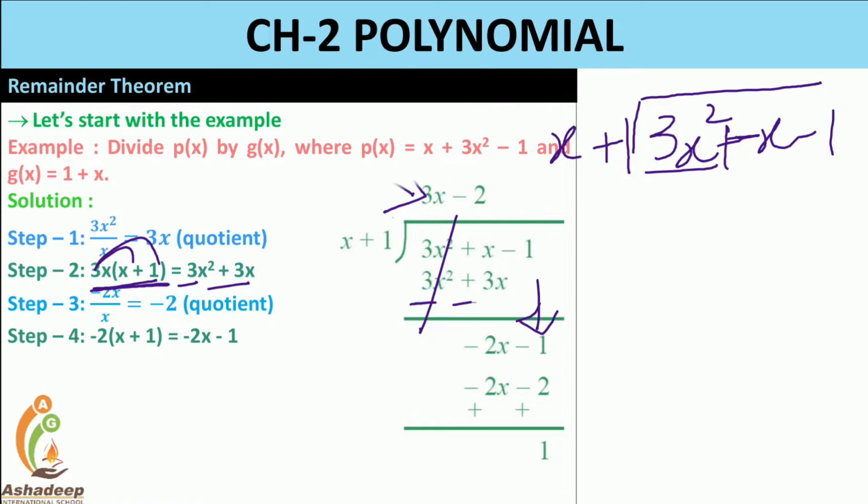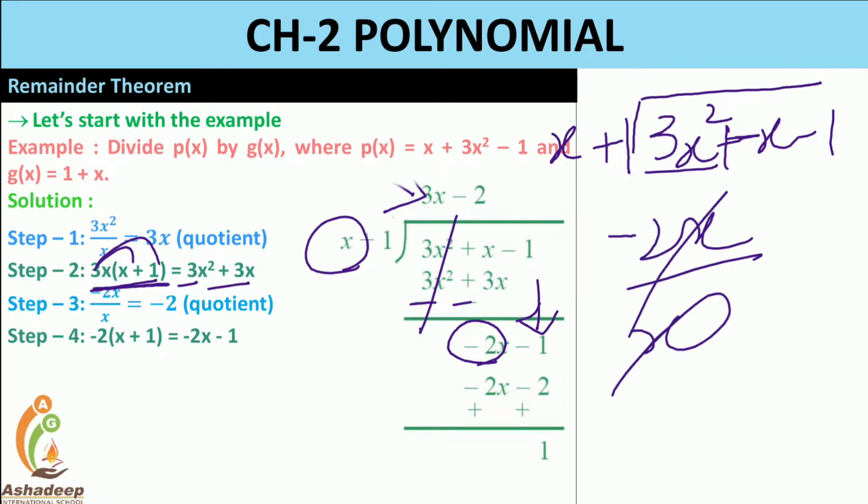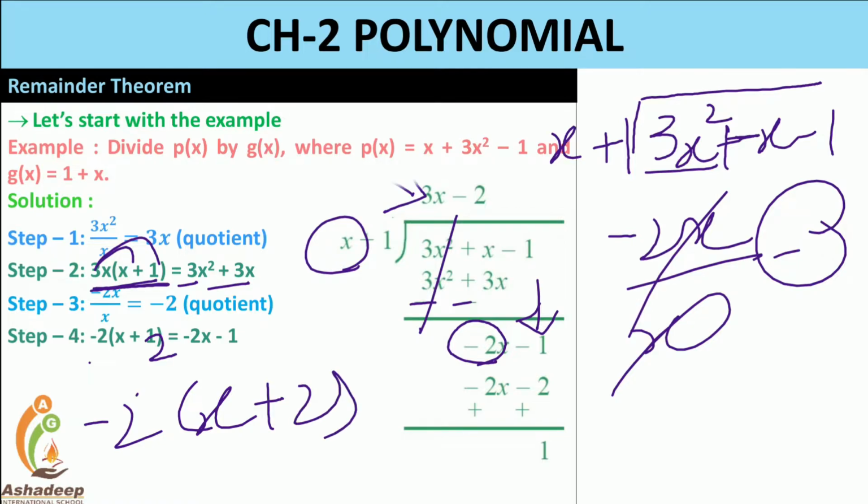Now we want to do the same thing. Minus 2x upon x. So minus 2x upon x, x cut, the answer is minus 2. So minus 2 into x plus 1, so minus 2x and minus 2. Right, minus 2x and minus 2.